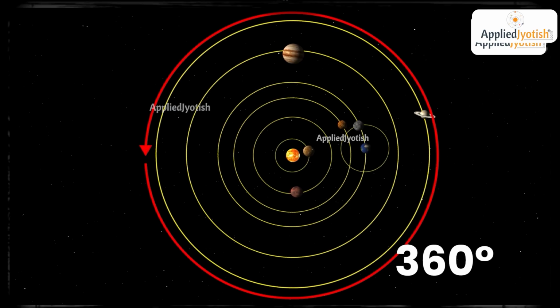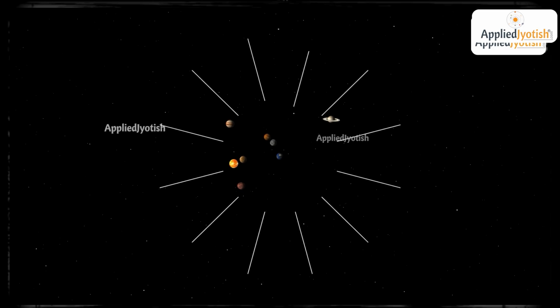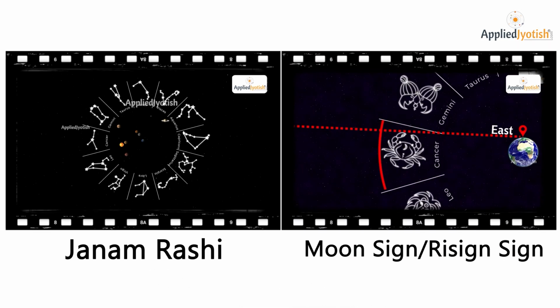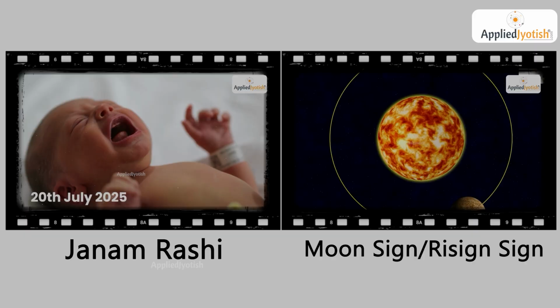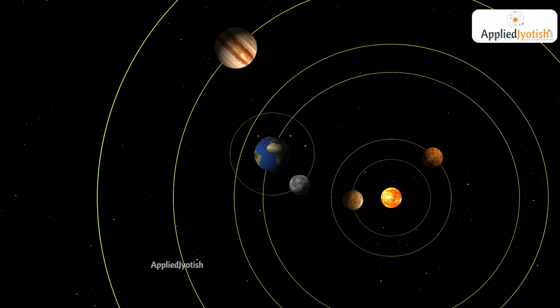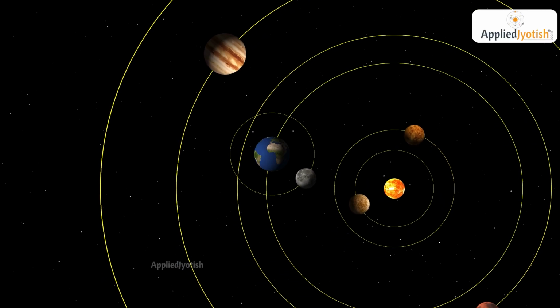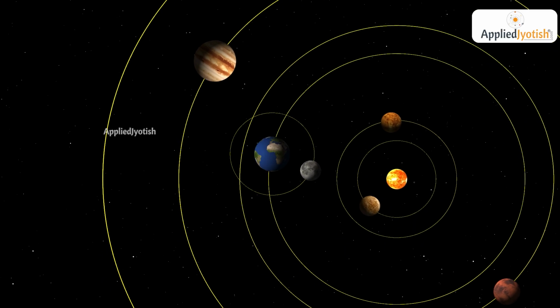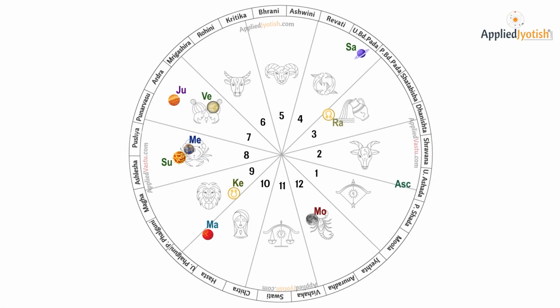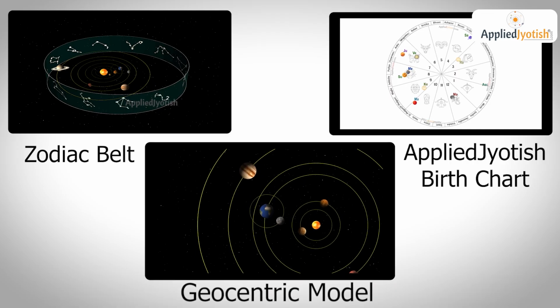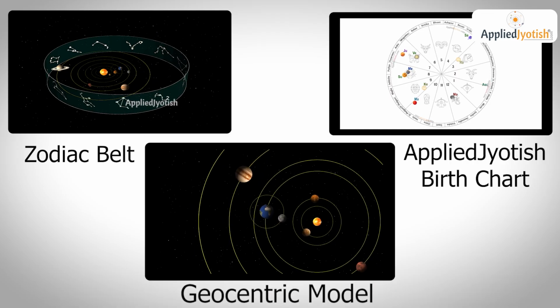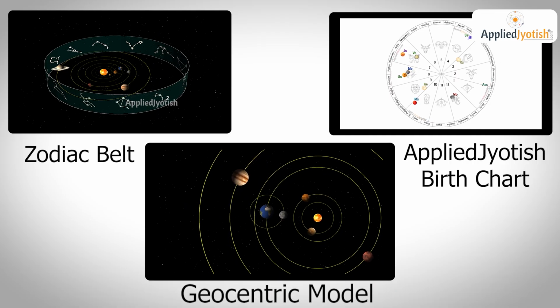In the previous two classes of Applied Jyotish, we explained Janma Rashi or moon sign and Janma Lagna or rising sign. And while doing so, we used animation to explain the geocentric model, the zodiac belt, and the word chart or the kundali. Every astrology student should thoroughly understand this concept because these terms will be used multiple times in this class.